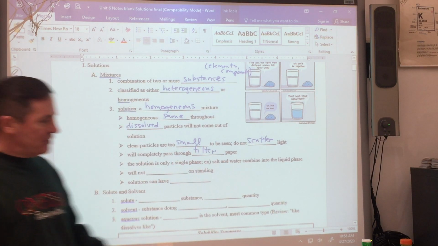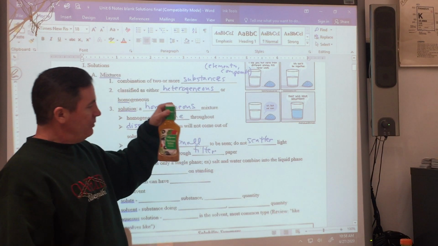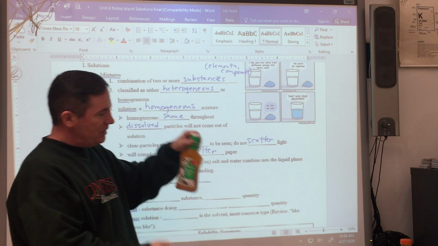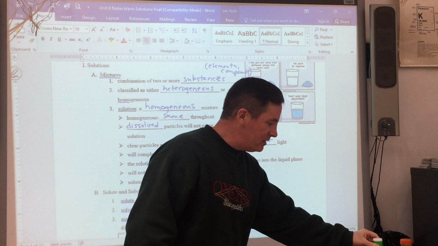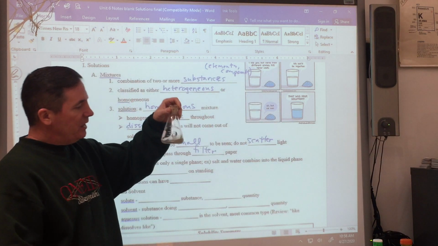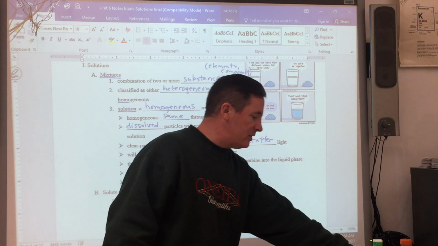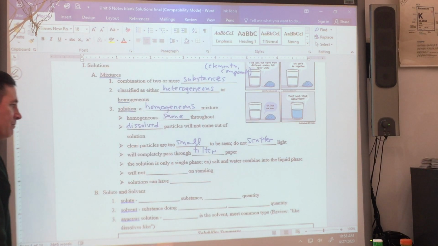So if I put this through filter paper, it would catch all of these, and if I put this sand-water mixture through, it would filter out the sand. That's what I want it to do, probably. Okay?